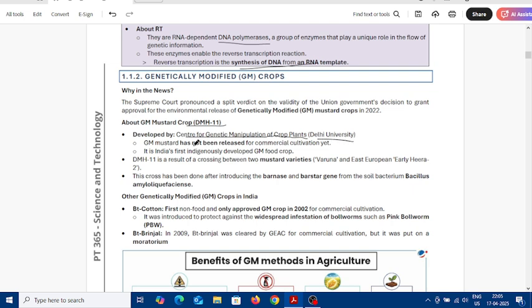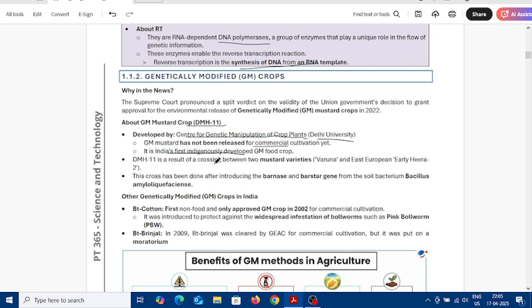GM mustard has not been released for commercial cultivation yet. We have to remember this point. It has not been released for commercial cultivation. It is India's first indigenously developed GM crop. This is also important. First indigenously developed GM crop.